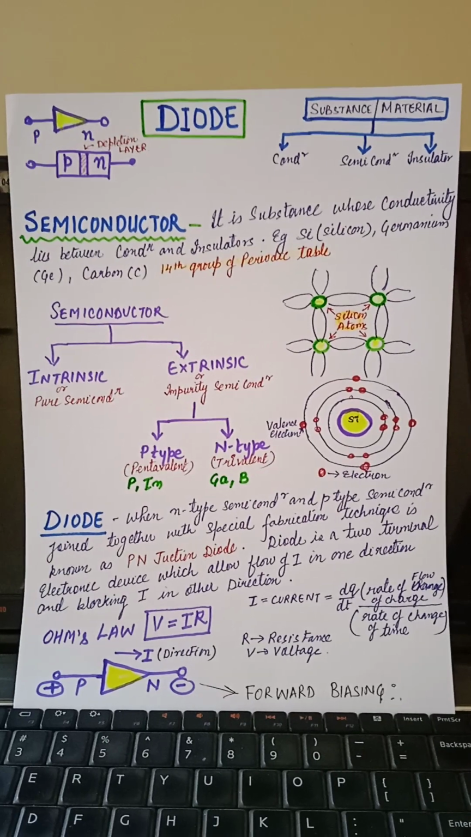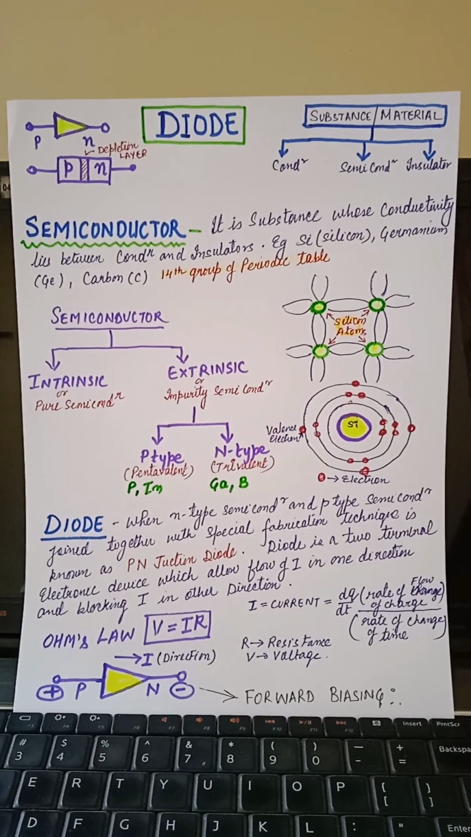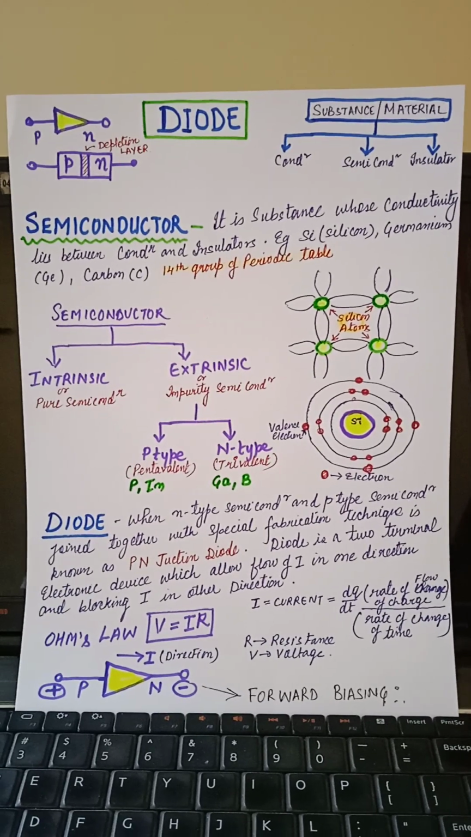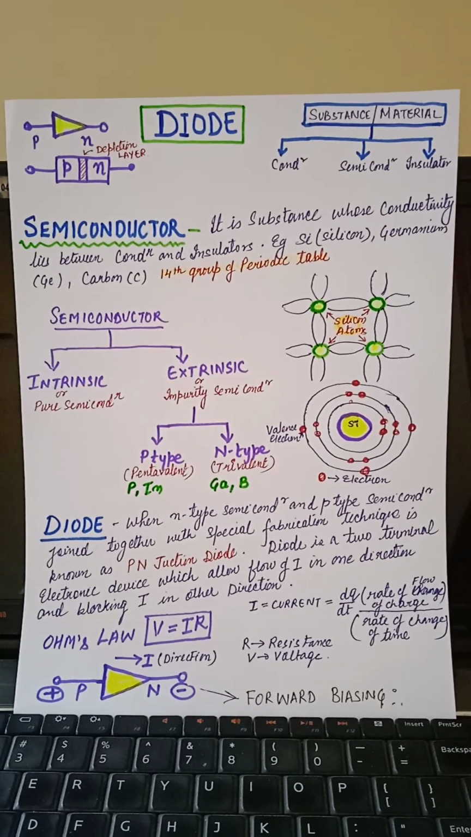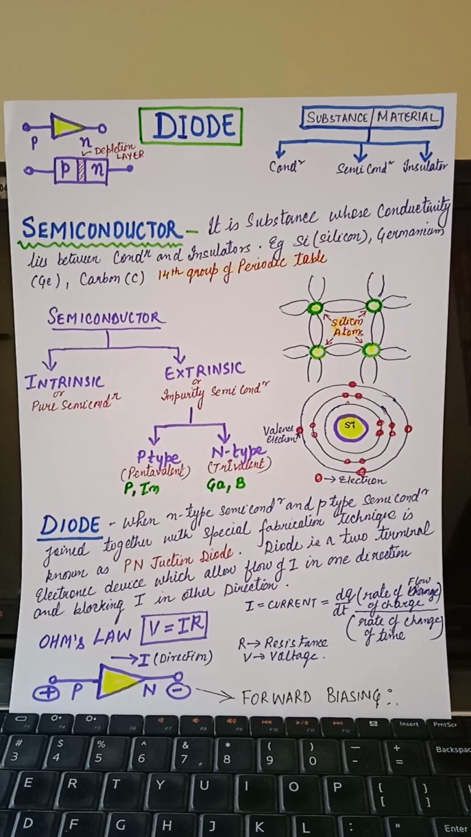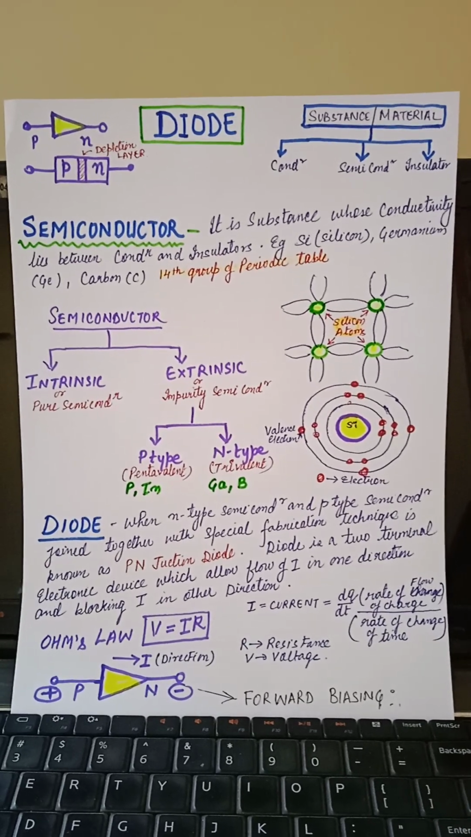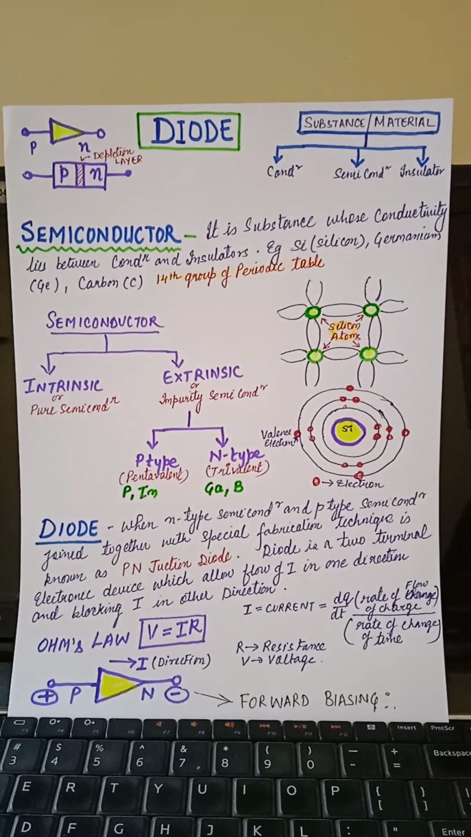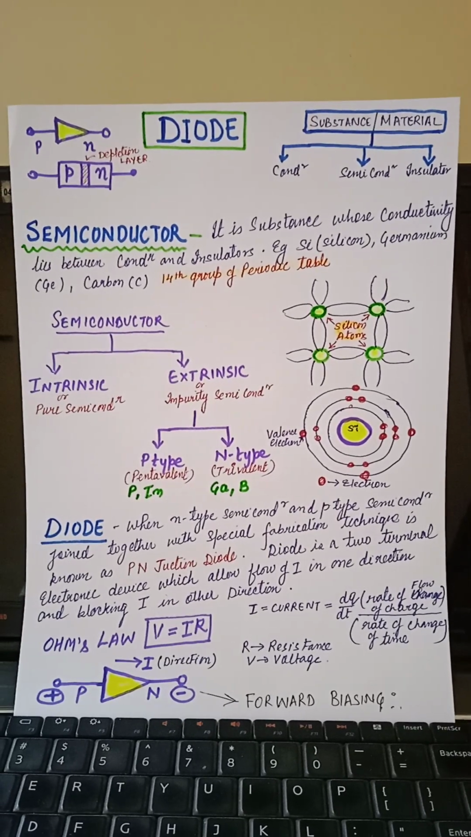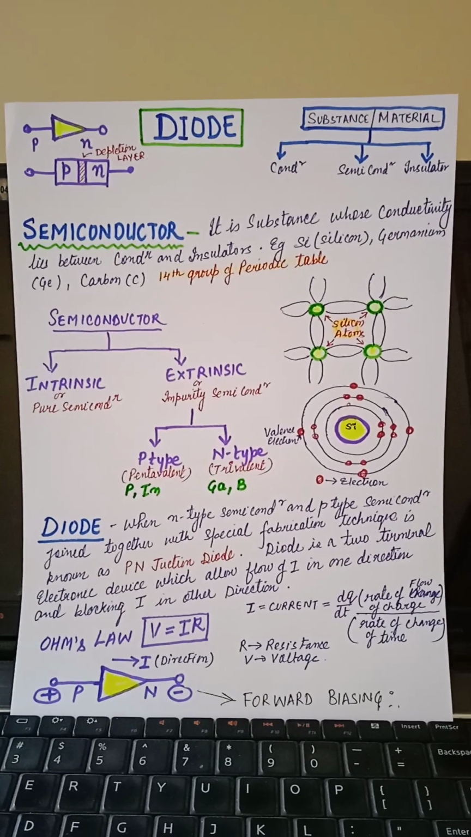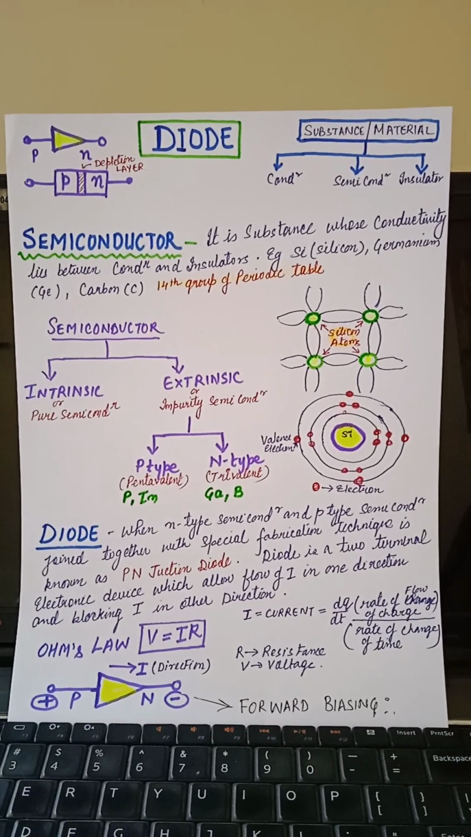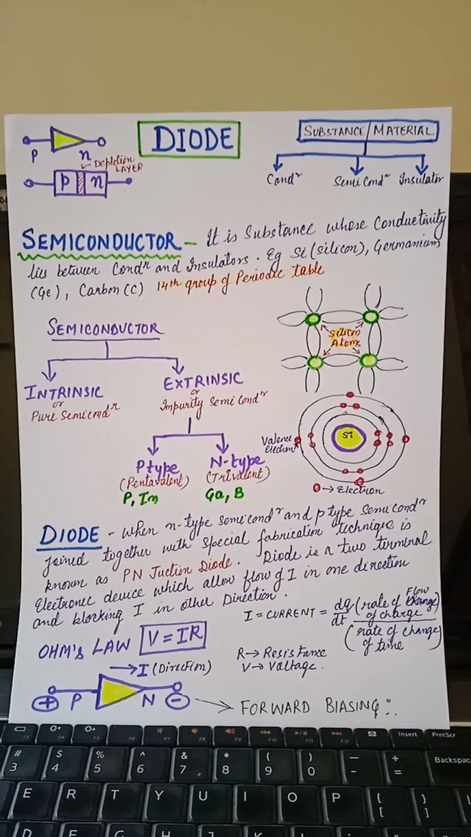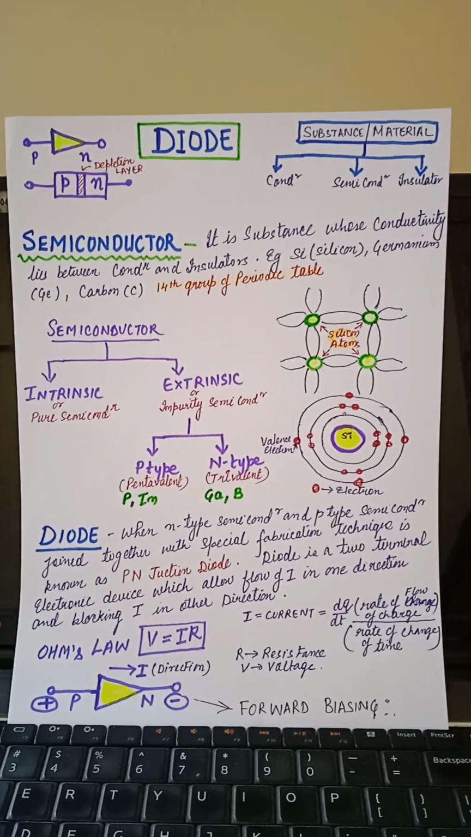Next, to define a diode, we have to understand what a p-n junction diode is. When n-type semiconductor and p-type semiconductor are joined together with a special fabrication technique, it is known as a p-n junction diode. Diode is a two-terminal electronic device which allows flow of current in one direction and blocks current in the other direction.